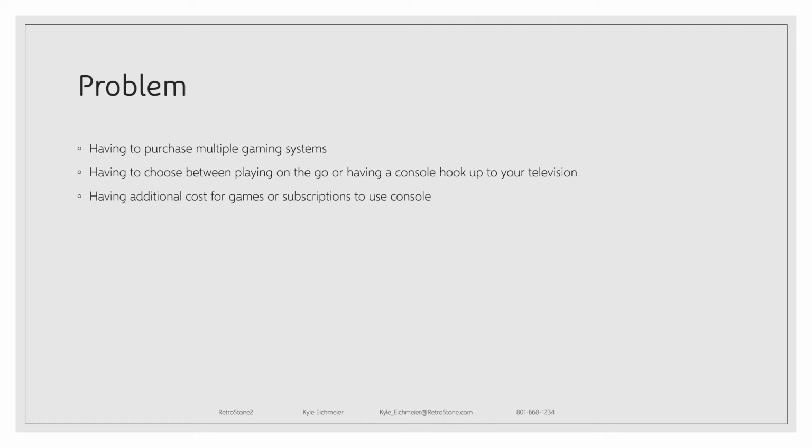There are many problems facing today's consumers in the video gaming community. They're having to purchase multiple gaming systems or have very expensive PCs. They're having to choose between playing on the go or having a console that has to be hooked up to your television. They also have additional costs for games and subscriptions to be able to use the expensive consoles that they're buying.